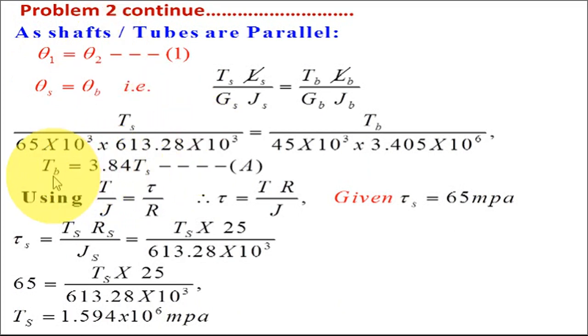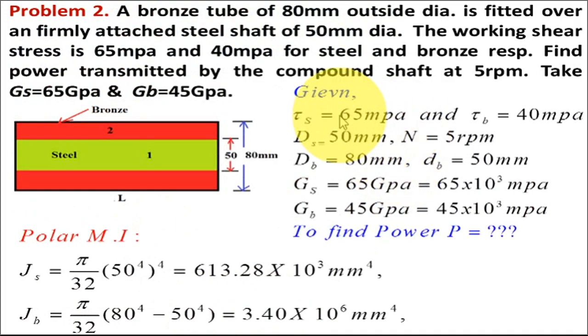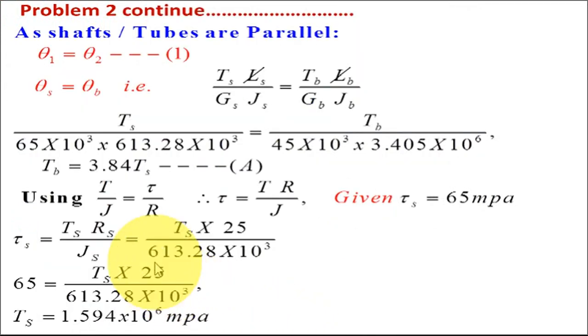After getting the relation between T_B and T_S, now in the problem shear stress values are given, tau_S, tau_B. Now use the relation from the torsion formula. We know that it is T by J, G theta by L, equal to tau by R. So using the first and last term, T by J is equal to tau by R. So in this case we write tau is equal to T into R by J, cross multiplication. Okay. Now here for steel, 65 MPa value is given.